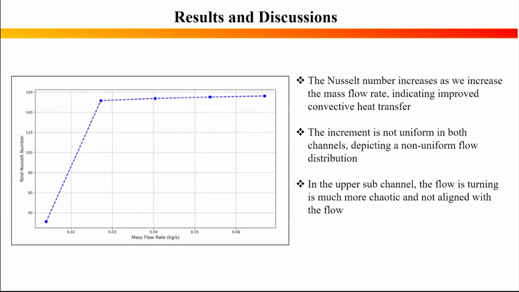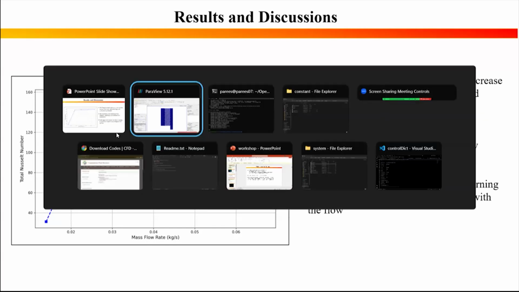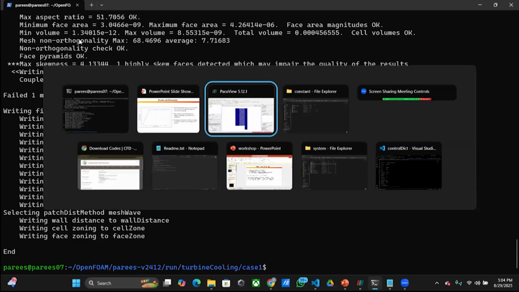And this is the Nusselt number that has been plotted, and again the Nusselt number is also increasing as we increase the mass flow rate, and the increment is not uniform in both channels, upstream and downstream, upward section and downward section. For the upper sub-channel, the flow is more chaotic in nature, and it is not aligned with the flow.